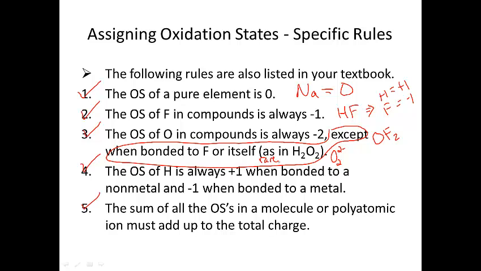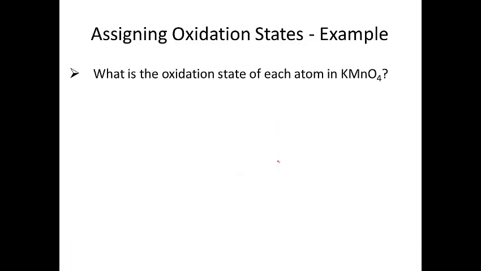So the sum of all of the oxidation states in a molecule, polyatomic ion, or ionic compound must add up to the total charge. It's similar to 2 on the previous page. So let's practice. We'll do 1 together, and then I have 5 for you guys to practice with. All right. So potassium permanganate, KMnO4. What type of bonding is present here? Sonia. Ionic. So how would this split apart?